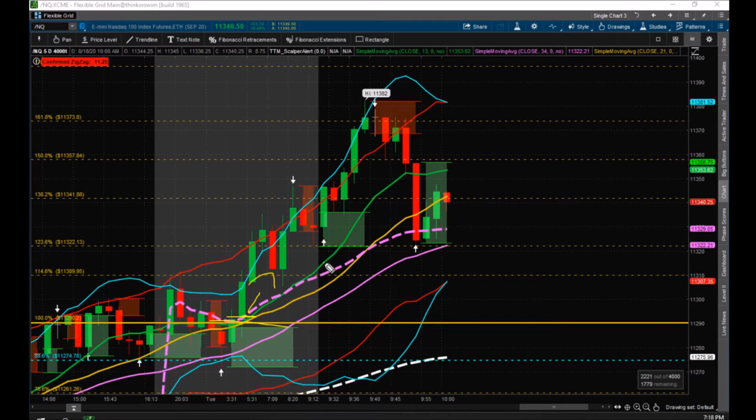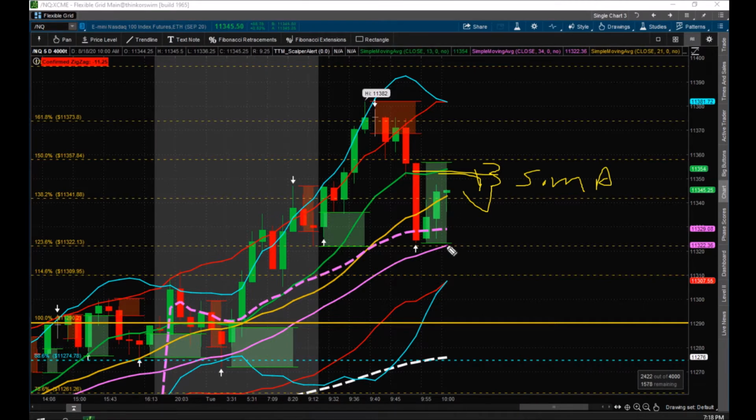Also, it has to be above this green line, which is the 13 SMA. As long as that green line is above this 21, the trend is going to go higher. Once the price breaks below this 13, it might be a potential reversal. This can turn back around, but it's not always that scenario.